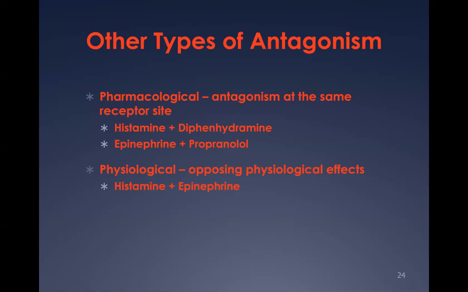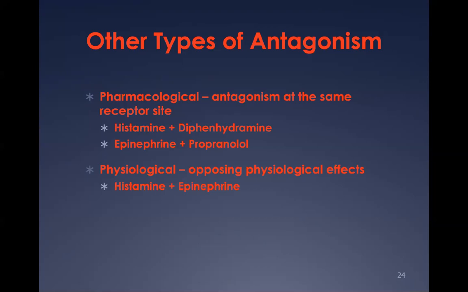Physiological antagonism is a little different. Here you're using two opposing sites, two opposing physiological effects. So when a person gets stung by a bee, we get release of histamine. Histamine is the agonist.